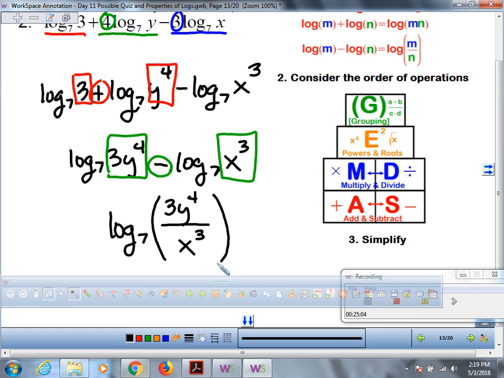This is kind of the only part of logs I don't like. Because what does that mean? It means nothing, right? The whole point of properties of logs is just to get, it's like a puzzle. When are you going to use this in life? Never. When are you going to use it in calculus? Not at all, right?